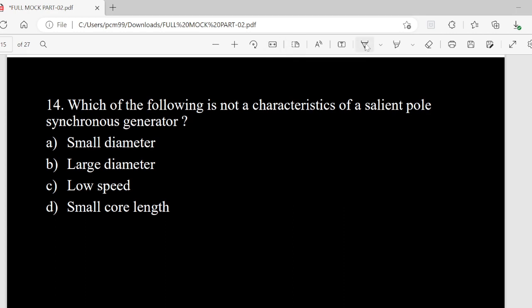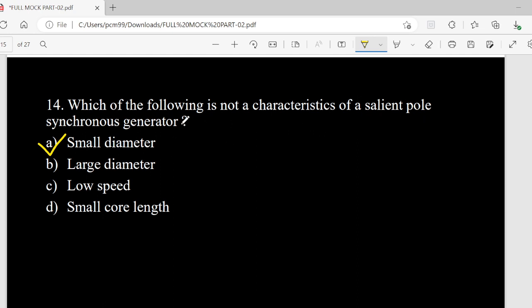Question number 14. Which of the following is not a characteristic of a salient pole synchronous generator? Option A small diameter, option B large diameter, option C low speed, and option D small core length. The correct answer is option A small diameter.